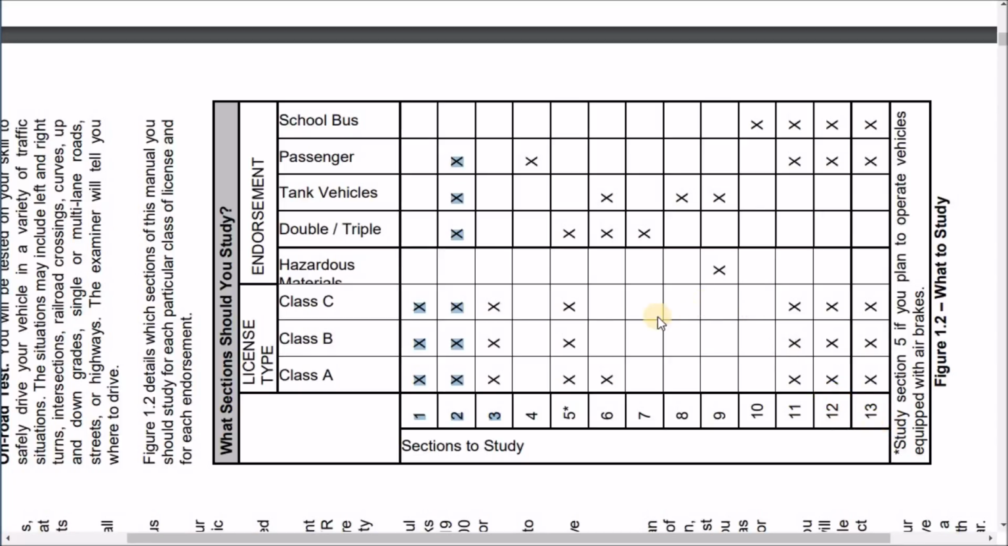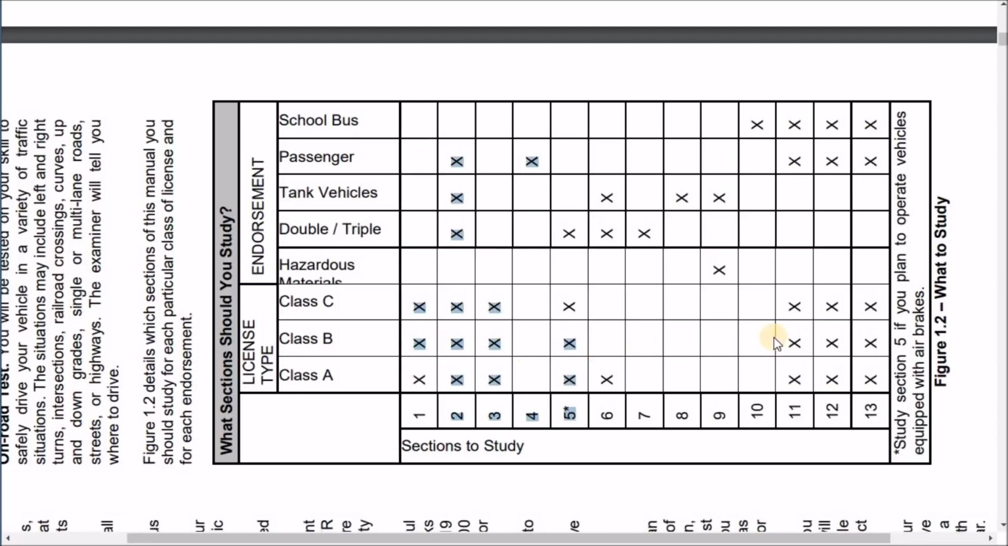So if you're going to be driving a school bus, you need to study Section 10, 11, 12, and 13. Passenger bus, also school bus, you'll need to study Section 3. Plus, if your vehicle's got air brakes, you need to study Section 5. And then also Section 11, 12, and 13. And that's for a Class B.